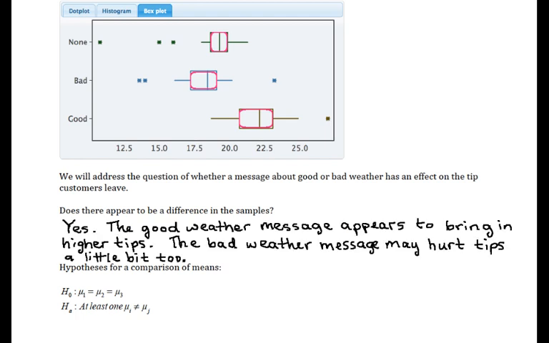So we can put this into words in some way. The good weather message appears to bring in higher tips. The bad weather message may hurt tips a little bit too. For our hypotheses, we can see that the null hypothesis is that all 3 means are equal.